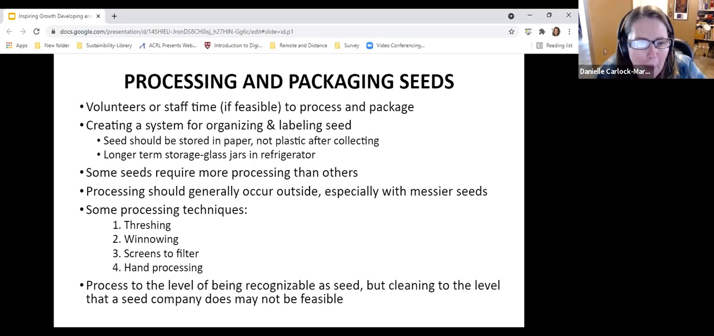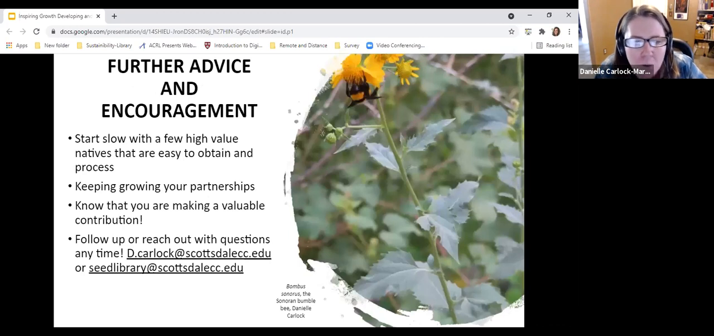Next slide, please. So I just want to really encourage people to start slow, and working with community partners, figure out what are some high value natives that you can bring in, and then keep growing your partnerships and know that it really will make a difference, especially if you're providing seed of plants that really aren't commercially available. It really will make a difference. And so feel free at any time to follow up with any questions. Those are my two email addresses.